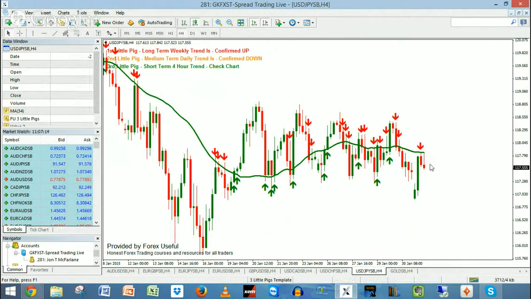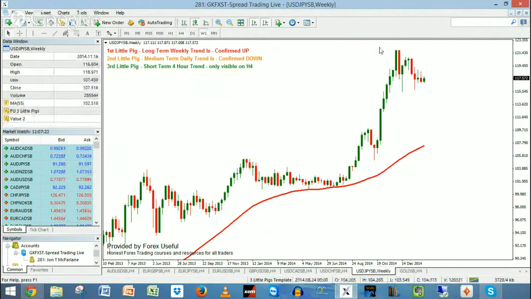And once again, if we do get that move to the upside and we get a valid signal, we'll still be taking it. Nothing to say that we can't see this push on back up through this 122 level.